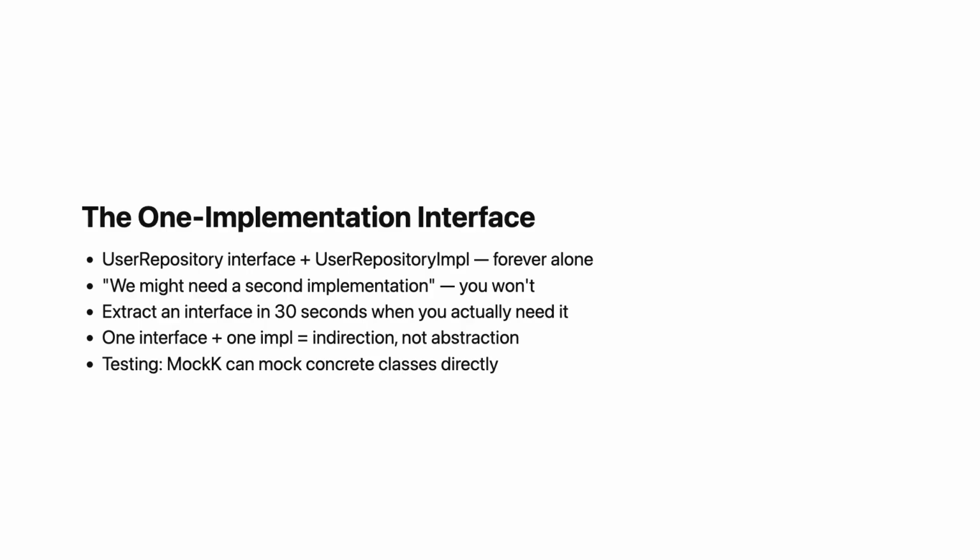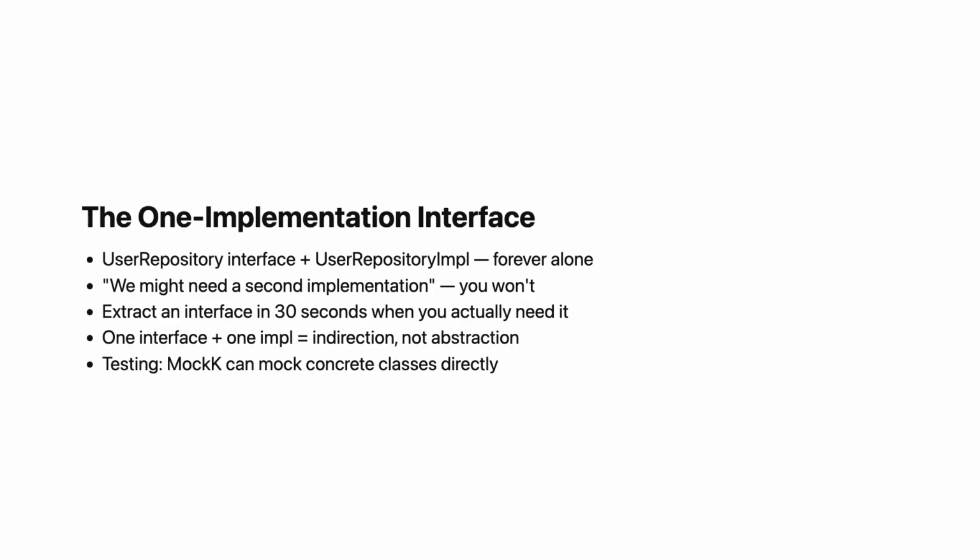It doubles the number of files you navigate. It makes go to definition take you to the interface instead of the code. It creates noise in your project structure. The one legitimate reason for a single implementation interface is testing. If you inject the interface, you can provide a fake in tests. But with modern tools like MockK or Turbine, you can mock concrete classes just fine. So even the testing argument is weaker than it used to be.